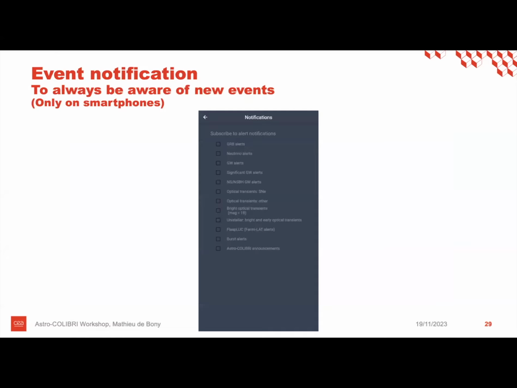So finally, the only functionality specific to one interface is the event notification, which is only on smartphone. Here you have this notification panel where you could say, hey, I want GRB alerts, or I want gravitational wave alerts, maybe only the significant ones, because if you look at everything, you will receive a lot. Some optical transients and other things. For example, here you have the Unistellar one, and if you just click on this one, you will only receive the events from the Unistellar Science program.